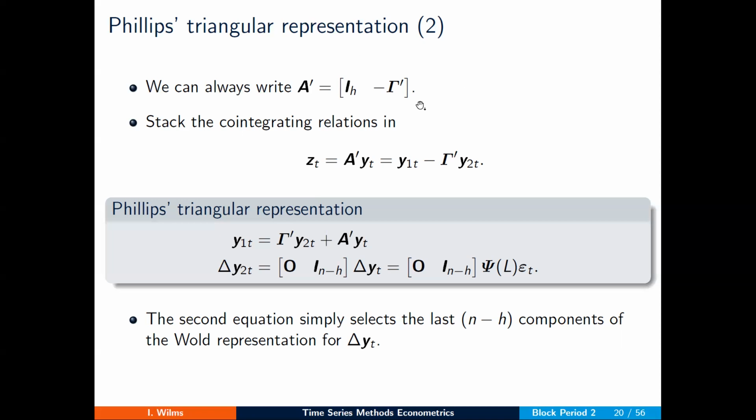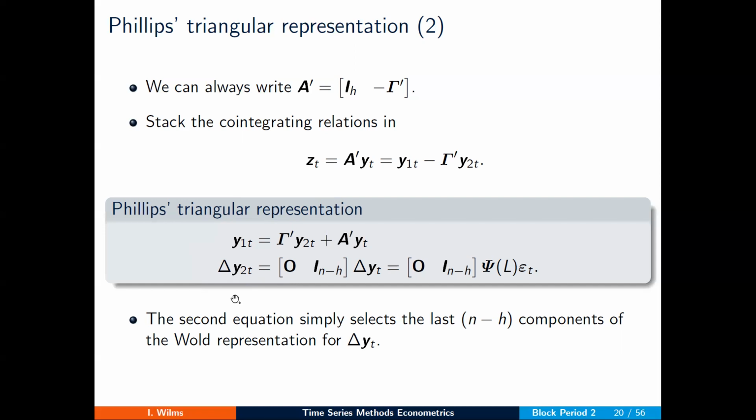Okay, so how do we now use this alternative formulation of A prime to arrive at our Phillips triangular representation? Let us denote the co-integration relations by Zt, and they are by definition equal to A prime times Yt. Now plug in our equivalent representation of A prime over here, and then you will see that you break up the n-dimensional series yt in a subvector denoted y1t of dimension h, and another subvector y2t of dimension n-h. We've then almost arrived at our Phillips triangular representation. For the first set of equations, you simply bring y1t to the other side. For the second equation, you write down a bold representation for the series in differences of the second subvector, so the difference of y2t.